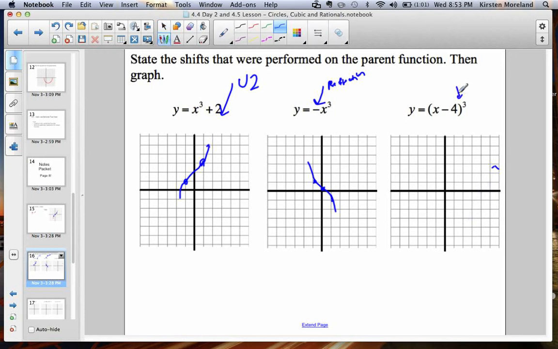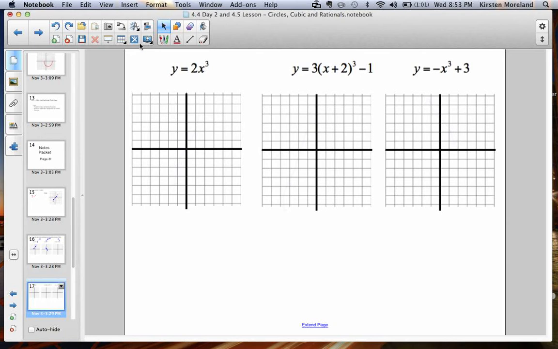And the last one, inside means it goes right 4. So the graph is going to look like this. My vertex is shifted right 4, and again, to get to the next point, you go up 1 over 1 and down 1 over 1. Right, so pause the video and try these next couple on your own.